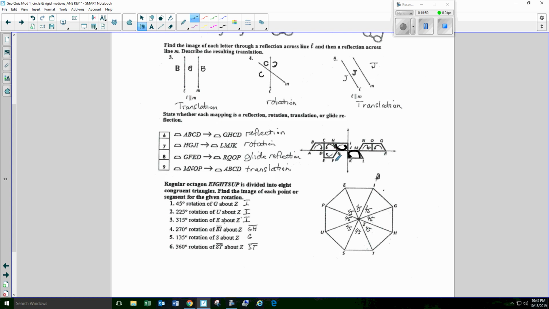No, okay, let's see. Oh, it's right here. RQ, yeah. Okay, so reflected here and slid down to right here. So that's my single reflection plus a translation, and that's a glide reflection.